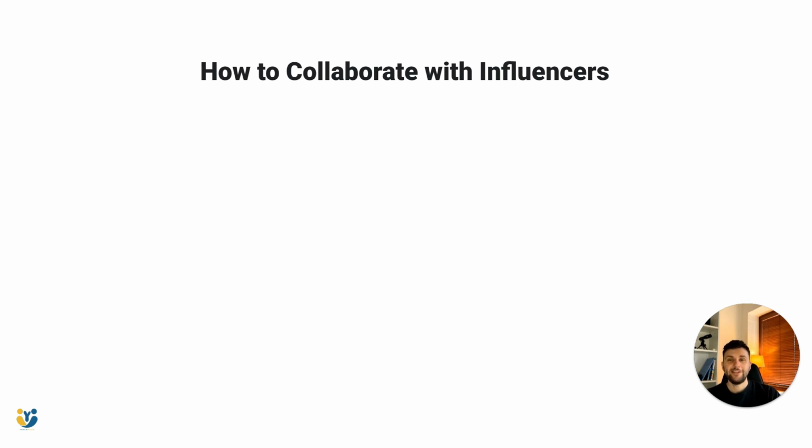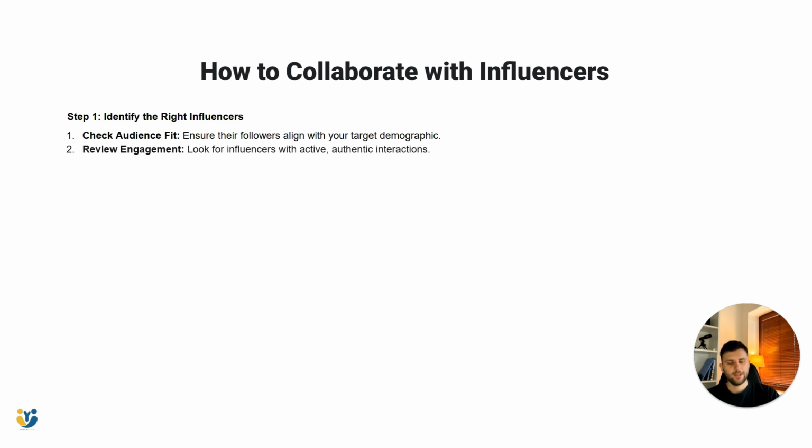Now, you obviously wonder how to collaborate with influencers. So let's get over that. First of all, identify the right ones, right? Check the audience fit. Ensure their followers align with your target audience. Review engagement. Look for influencers who actually have great engagement. It doesn't matter how many followers they have.